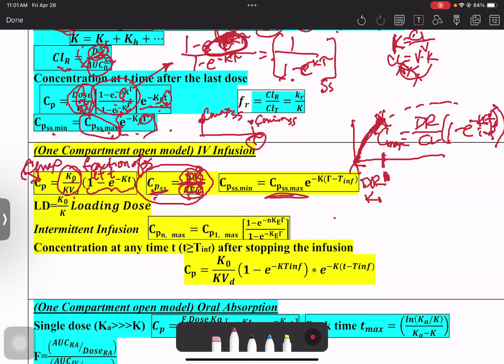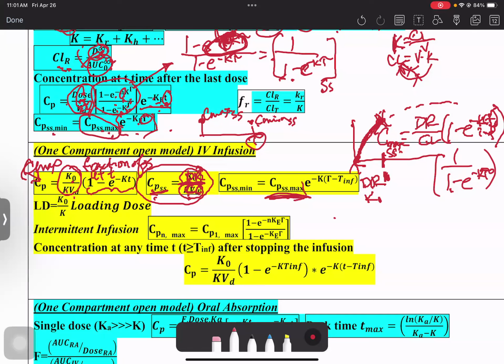And then how would we get a Cmax at steady state? Well, we would multiply this times 1 over 1 minus e to the negative k tau, because that's going to take us on a magic carpet ride to steady state. So that becomes Cmax at steady state: dose rate over clearance times 1 minus e to the negative k, time of infusion over 1 minus e to the negative k tau.